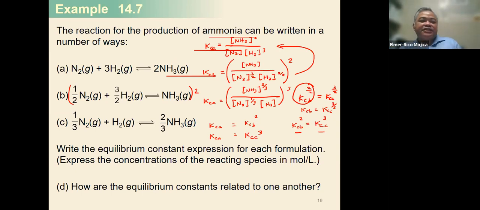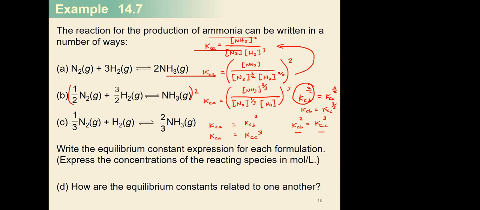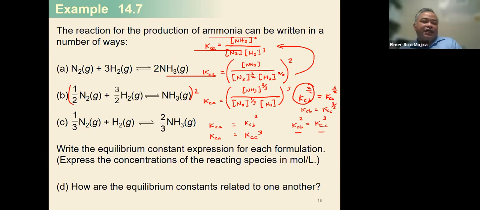So what does this tell us? This tells us that whatever we do in terms of multiplying the whole equation, what we do to the K is just to raise it to whatever number that we multiply.